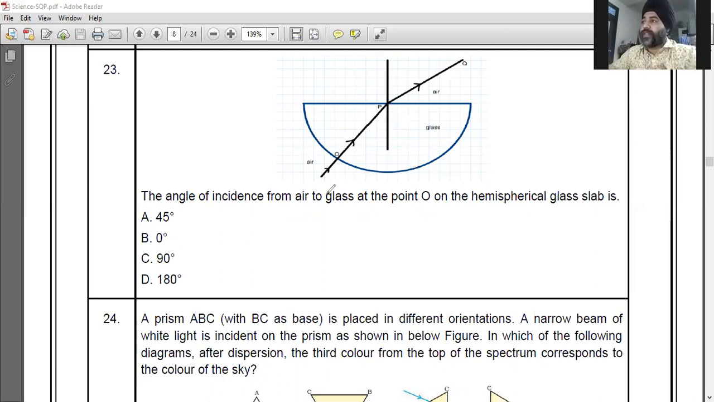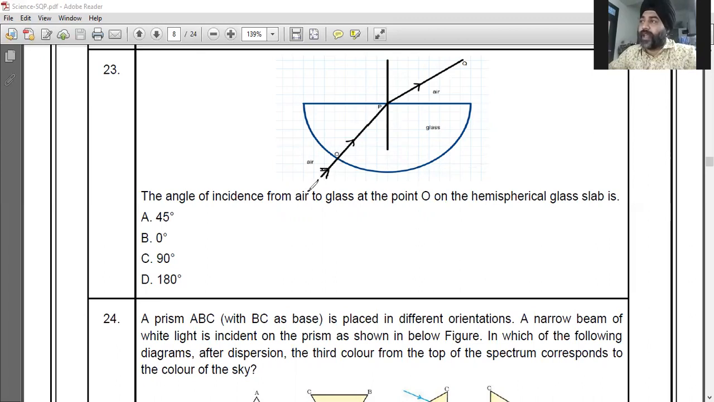Now question 23, second last question. The angle of incidence from the air to glass at point O on the hemispherical glass slab is. Now you can see that the light ray is incident from here, and we have to find its angle. So for this, you have to draw the normal. And how to draw the normal? Whenever we draw a normal, it makes an angle of 90 degrees. So we are going to draw the normal here.